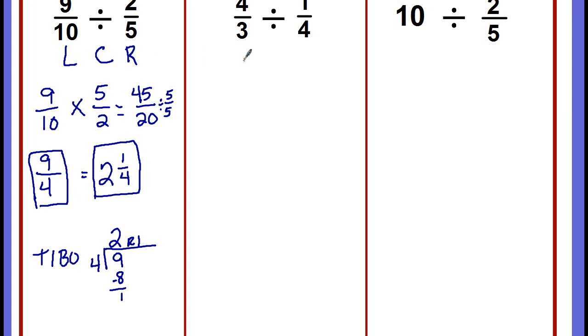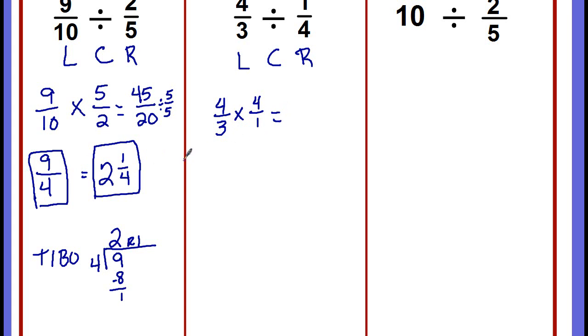Okay, let's try the next one. Again, the first thing you want to do is write your three letters, L, C, R. And now let's rewrite our expression. L stands for leave it alone. 4/3 is going to stay 4/3. Change, C is for change the division to multiplication. And R is for reciprocal. Flip that fraction upside down, it becomes 4/1.